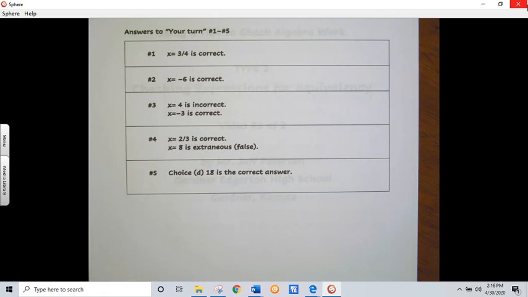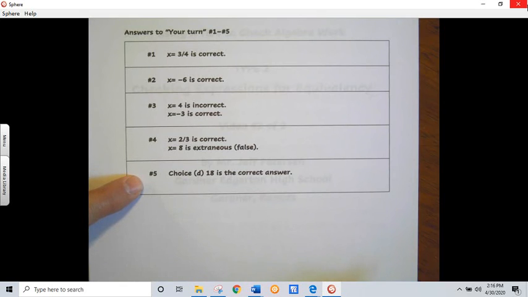Okay, I hope this helps you to determine whether your answers are correct when you're solving equations. And there's an even more important companion video that I'll be doing where you're going to get problems 6 through 10. This will be video 2 in the series of 2.